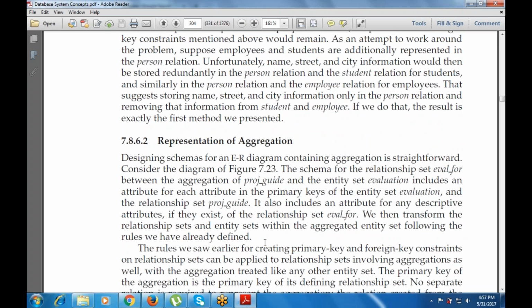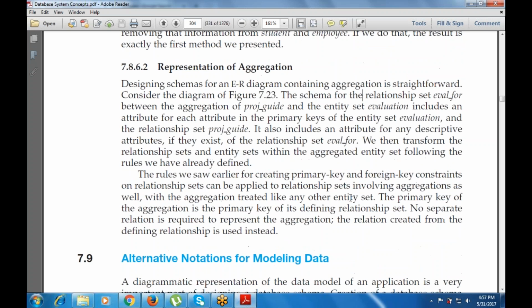Next is the representation of aggregation. Designing the schemas for an ER diagram containing aggregation is very straightforward, for the relationship that is used between the aggregation of the project guide entity set relationship.